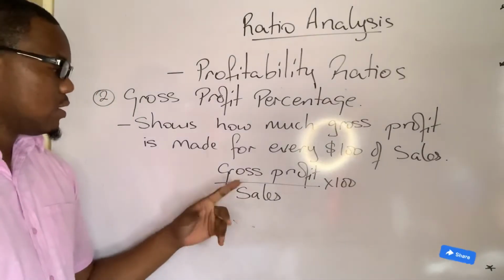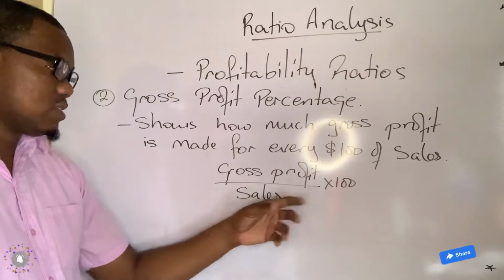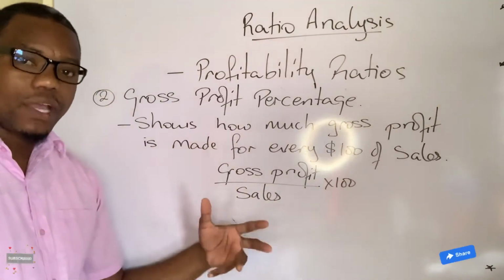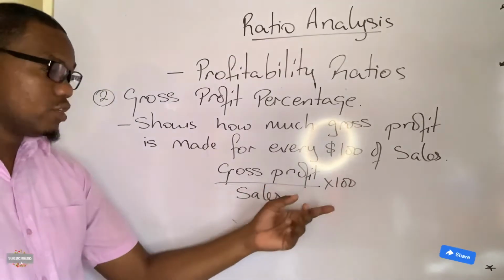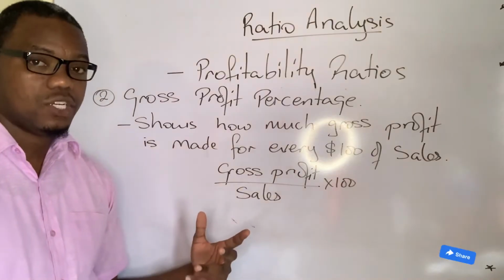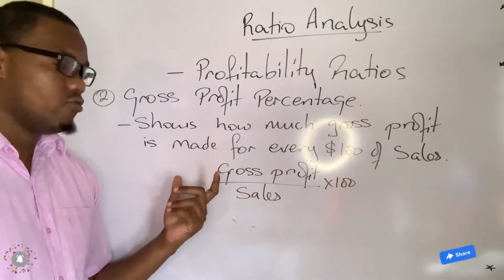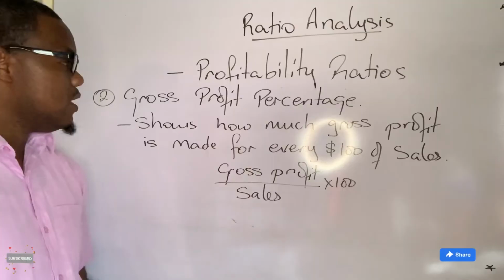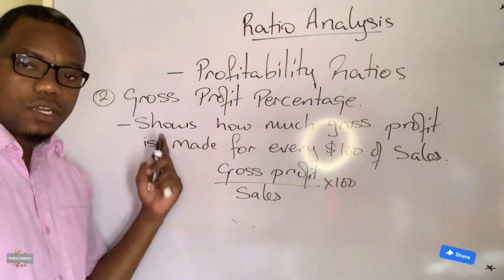The formula is gross profit divided by sales multiplied by 100. Once it says multiply by 100, you know that the answer is going to be in percentage. So this is another important ratio. We are going to be looking at the net profit percentage after this one.